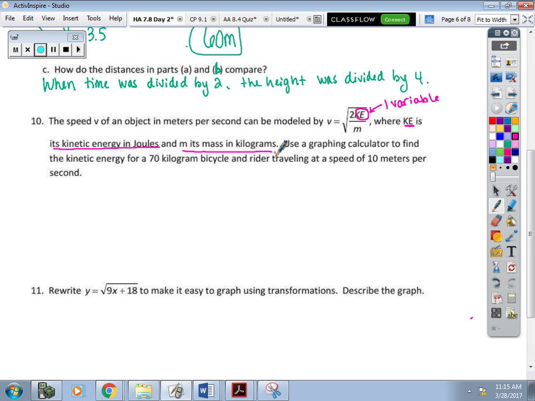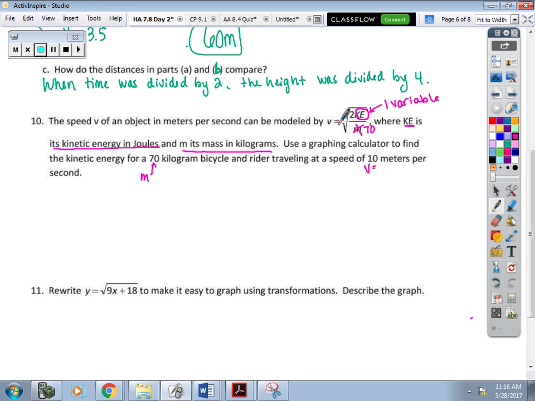Using a graphing calculator, or if you'd like to do it algebraically, you can. Find the kinetic energy for a 70 kilogram bicycle and rider traveling at a speed of 10 meters per second. So what variable do you think 70 represents? V, Ke, or M? M, good. So that means you're actually going to get rid of the M and replace it with 70. And the rider's traveling at a speed of 10 meters per second, so that's really our speed, V.